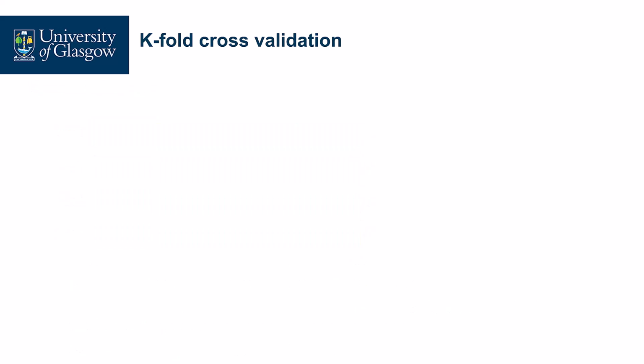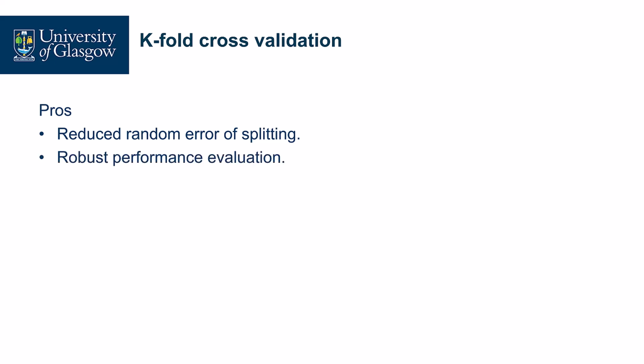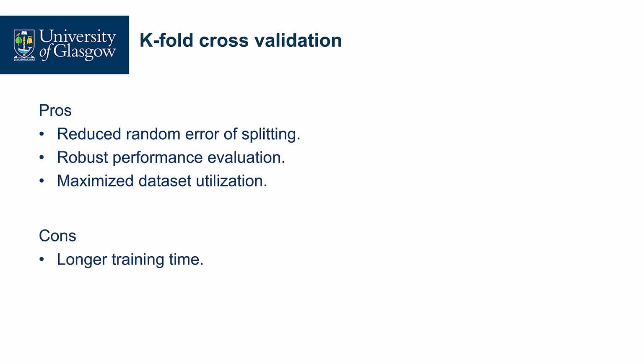So there are pros and cons. What are the advantages? First, we reduce the random error of splitting because we do it 4 times. And also we have a more robust performance evaluation of the machine learning model compared with a single training set and a single test set, because the result is the average of the 4 outcomes. And also we maximize the data set utilization. And the drawbacks? First of all, this needs to train 4 times and so has longer training time. And also the implementation complexity is increased. So these are the advantages and drawbacks of k-fold cross-validation.